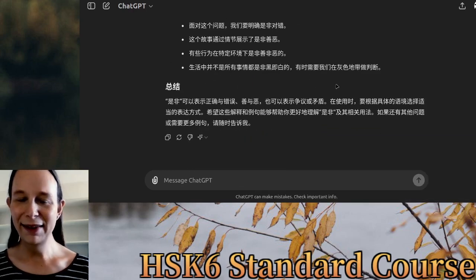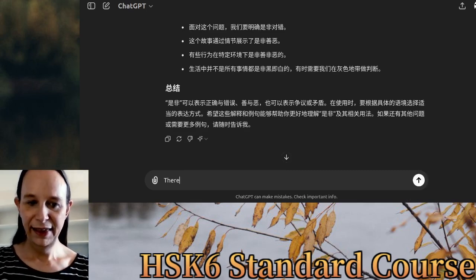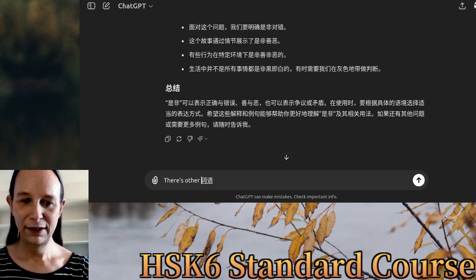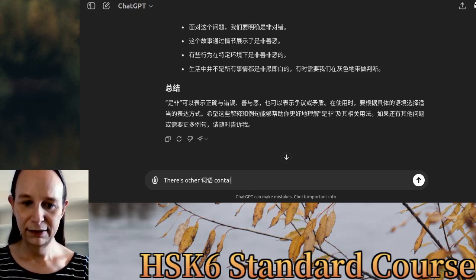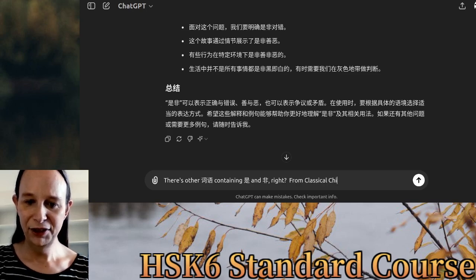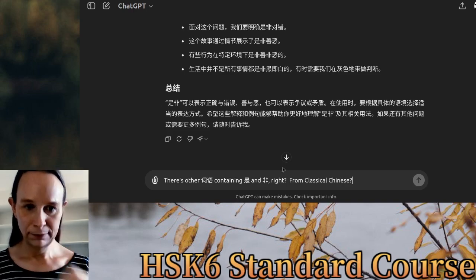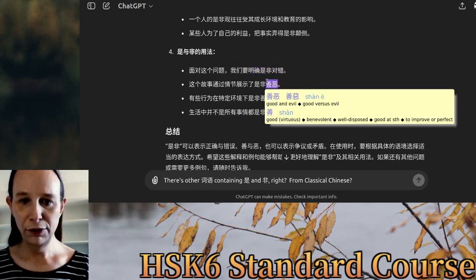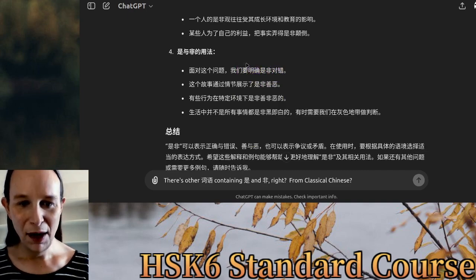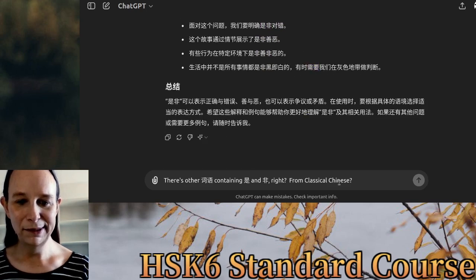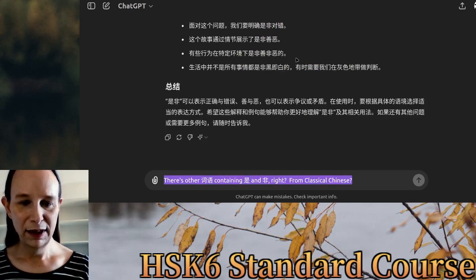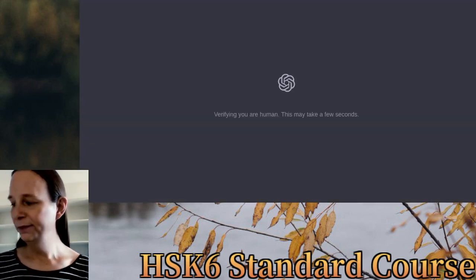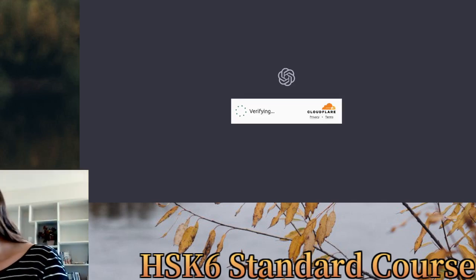So there's other ones, right, containing 是 and 非, from classical Chinese. There are some other ones. I can't think of any off the top of my head. Do I have any written down at hand? No.